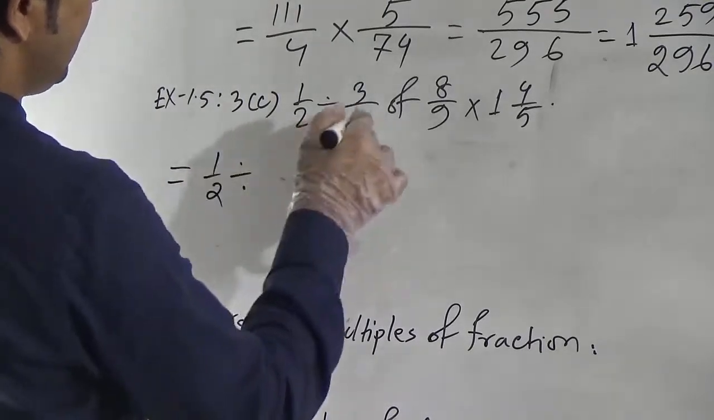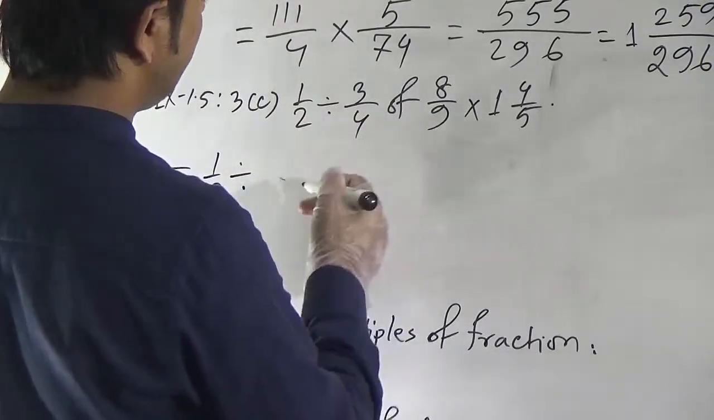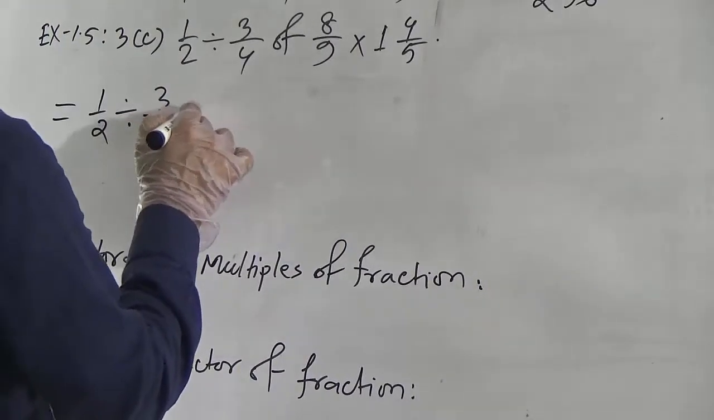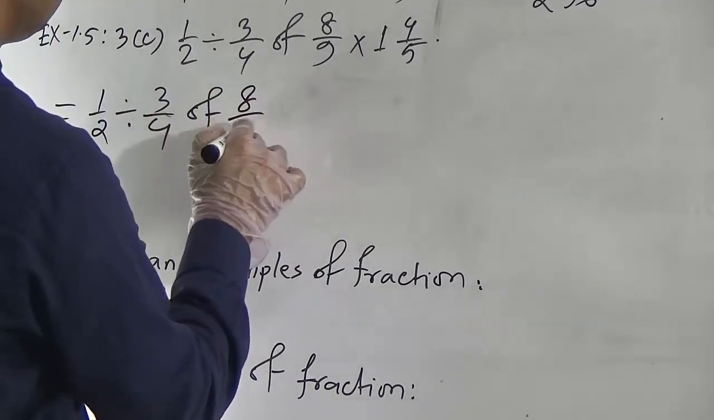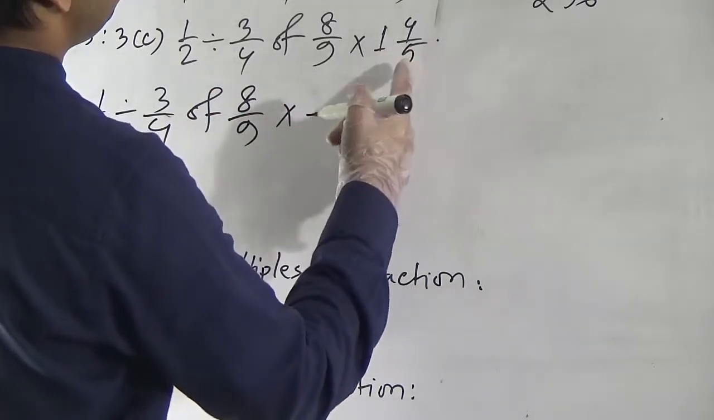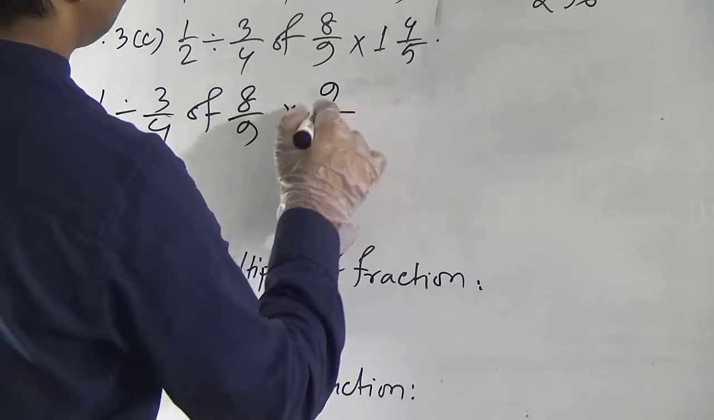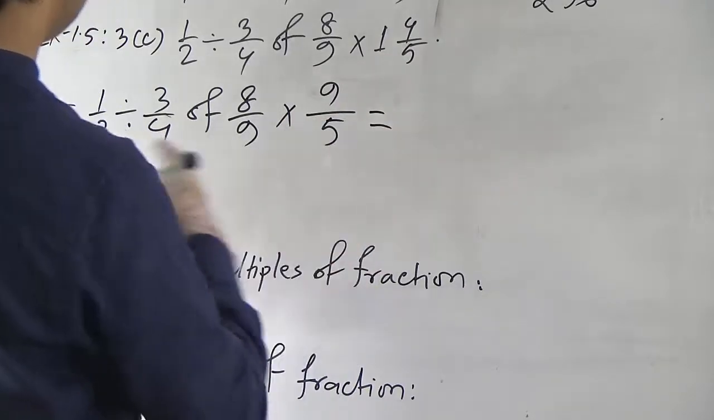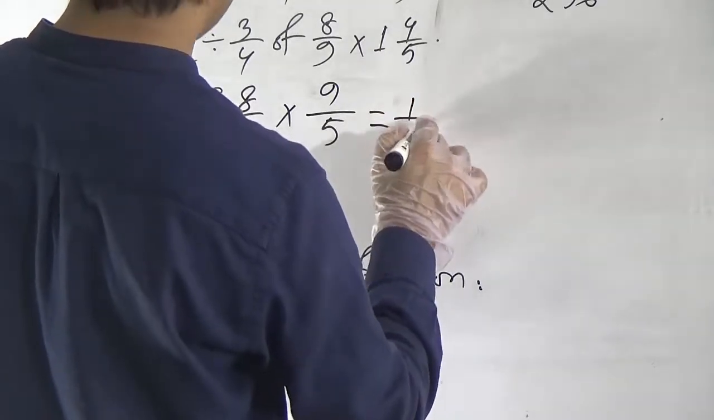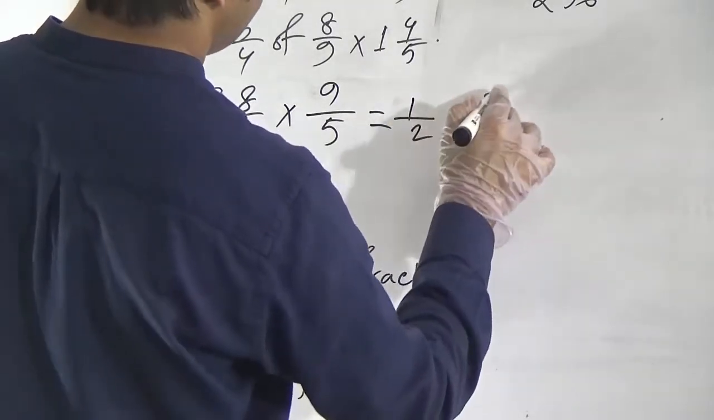First one remains the same. Now we can calculate here. If we calculate, we can write here 3 by 4 of 8 by 9. Multiply. This one will be 5. 5 ones are 5 and 4 nines, and here is 5. So we can write in this way now. Half, divide 3 by 4.